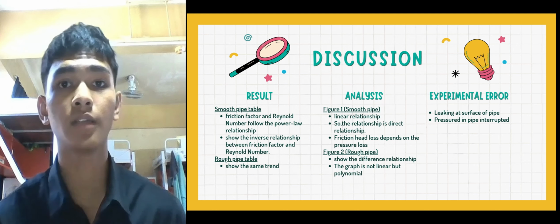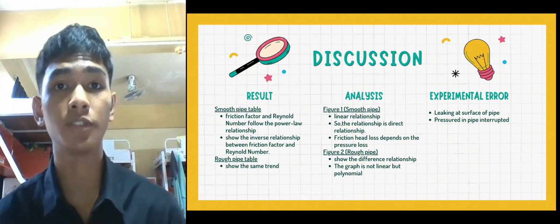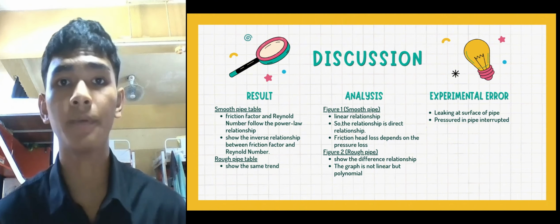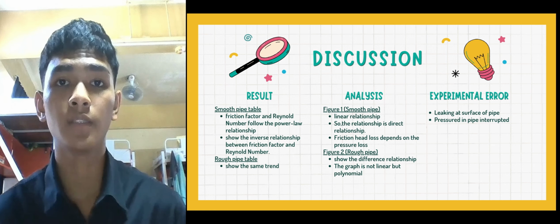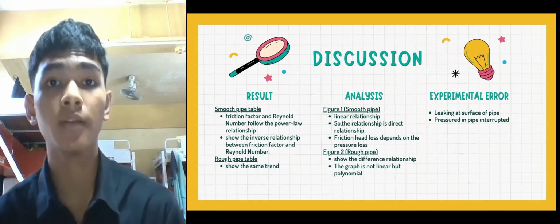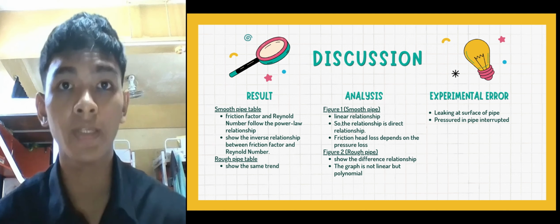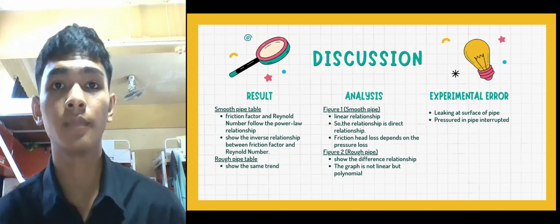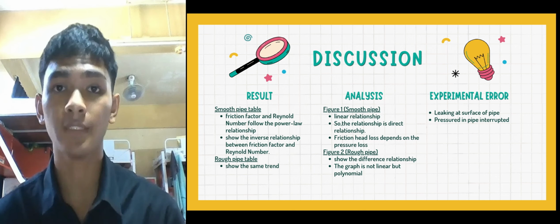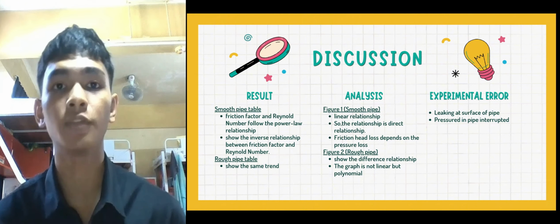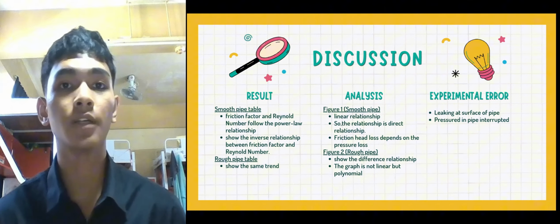According to the rough pipe table, the relationship between friction factor and Reynolds number shows the same trend as the smooth pipe. Even though the Reynolds number in rough pipe is smaller than the Reynolds number in smooth pipe with the same quantity of manipulated variable, which is volumetric flow rate, the data still show the same relationship between friction factor and Reynolds number. So this already reached our objective to find the relationship between Reynolds number and friction factor.